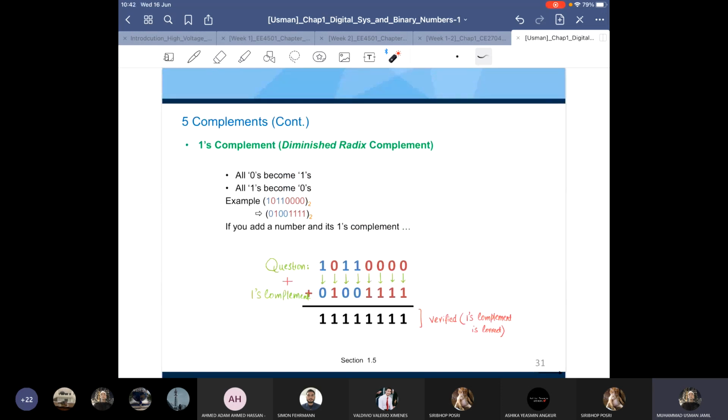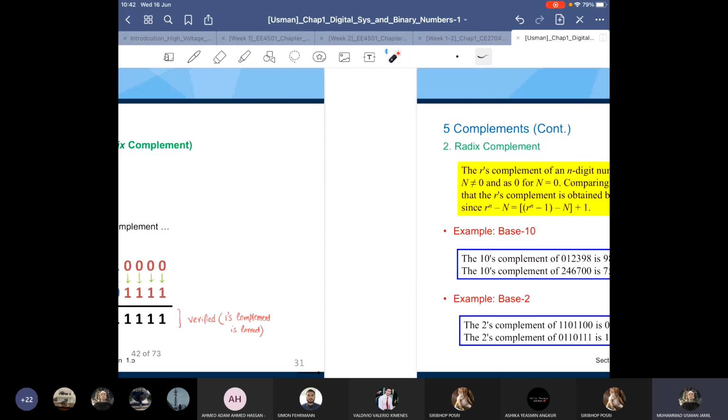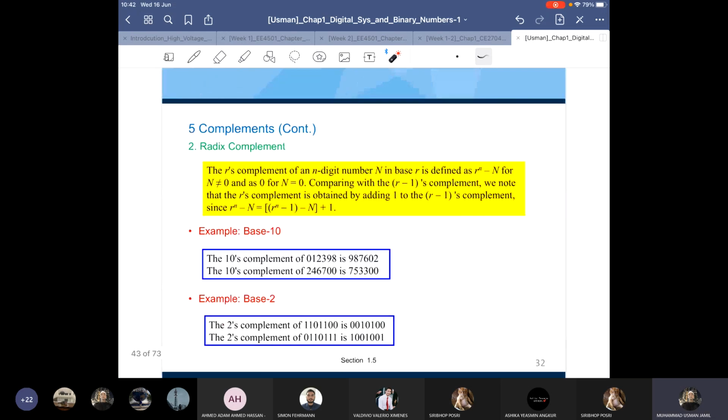Okay, so you have two ways. One is that you can directly change each 0 bit to 1 or each 1 bit to 0, and then you can add your answer with the question. If the answer is 1111, it means your complement is correct. Okay. Next, we have another type, which is called radix complement.